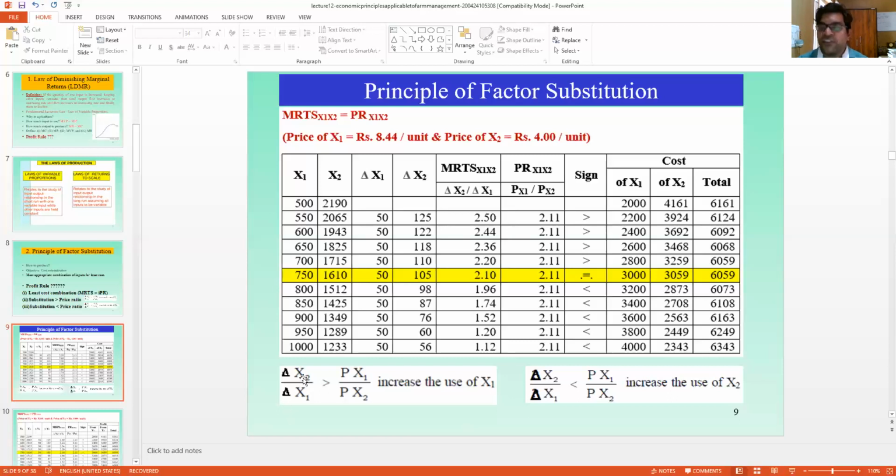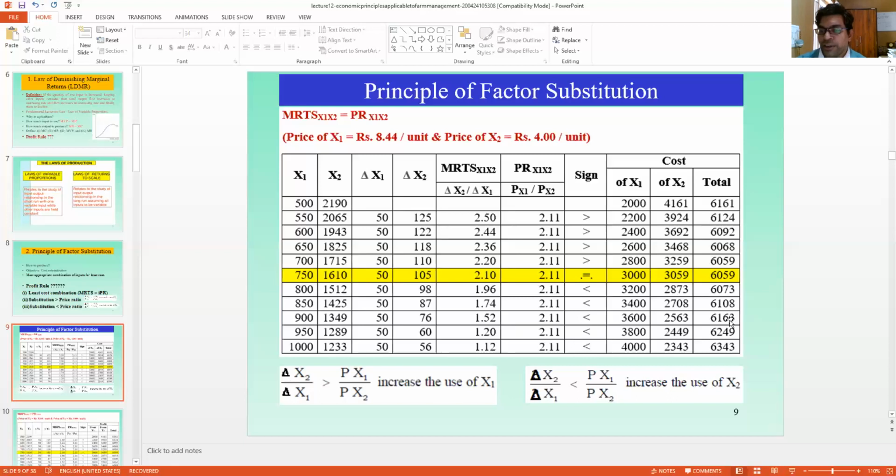Now you see here, if delta x2 by delta x1 is more than price of x1 by price of x2, that is MRTS more than PR, then increase the use of x1. Now you see this one, 1.5 to 2.11. This is your MRTS and this is your price ratio. So here MRTS is less than the price ratio.